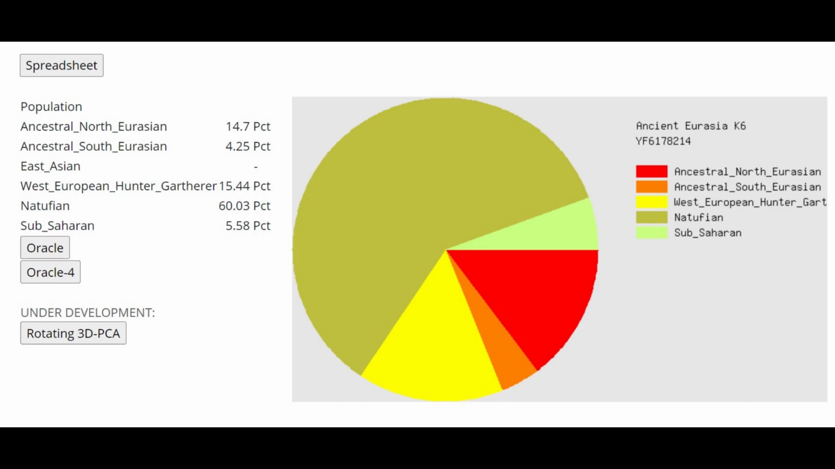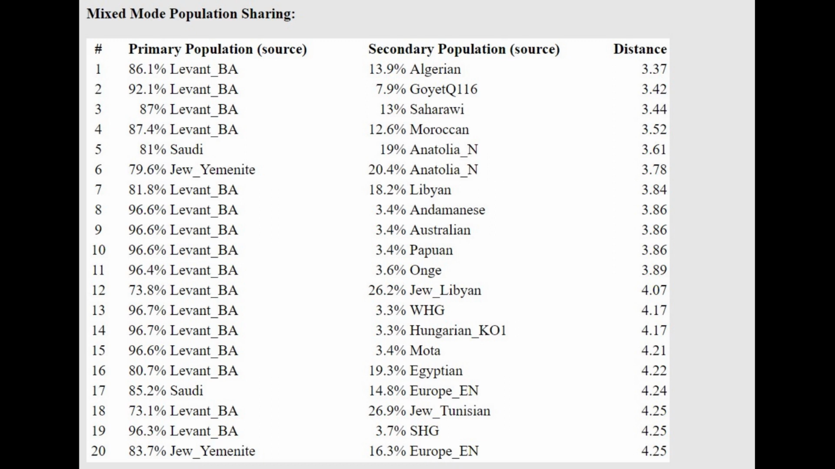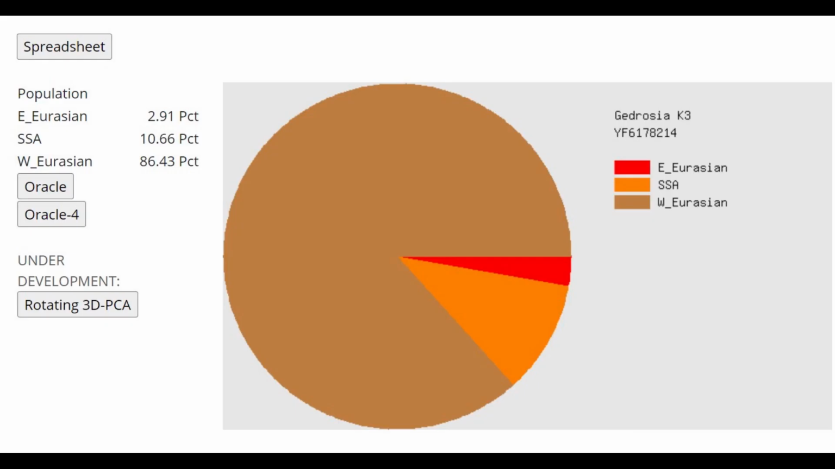And with Ancient Eurasia K6, this is actually the only calculator that shows any kind of affinity to populations of the Levant. With the Oracle, he is closest to Levant Bronze Age, followed by Saudi, but still closest to Levant Bronze Age. And this is actually the only calculator where you see that this individual is from the Levant. And he is from the Levant. He's from Syria. He's from very close to Israel and Lebanon, closer to Lebanon than to Mecca or other places in Saudi Arabia.